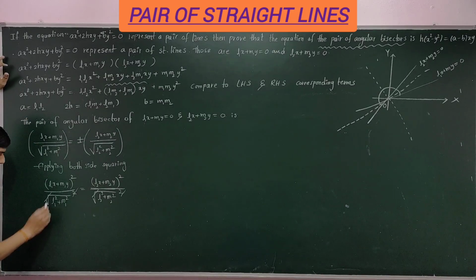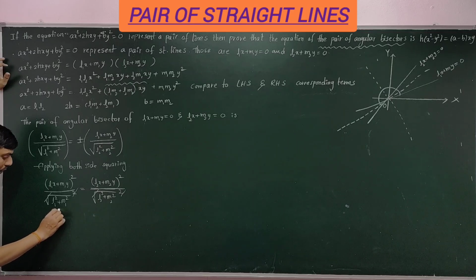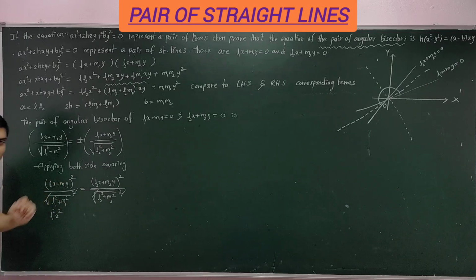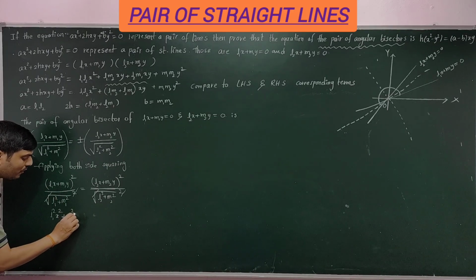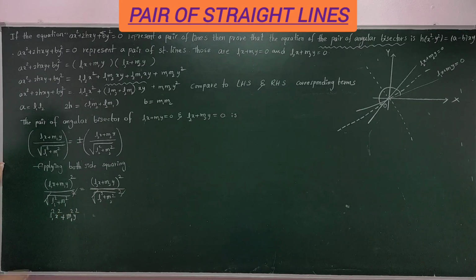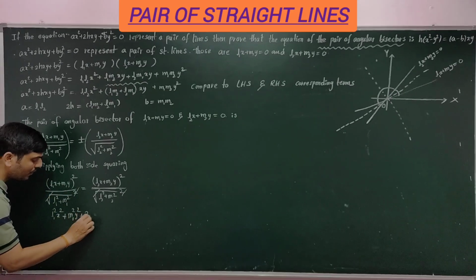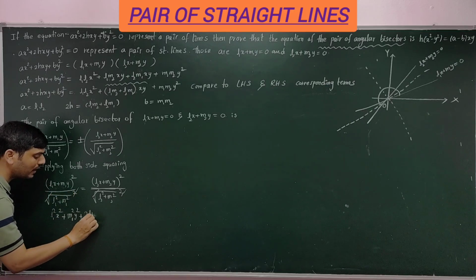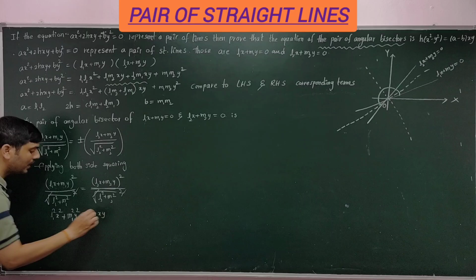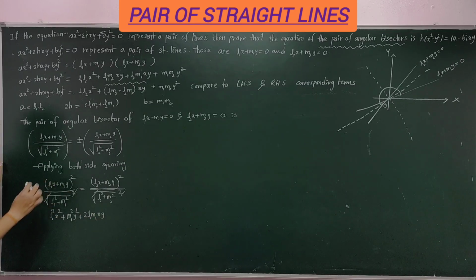Now listen students, this is L1 square x square, because of the a square formula, plus b square formula, m1 square y square, plus 2ab. You write in the order: first of all write L1, after that m1, after that x, after that y. Finally, 2 L1 m1 xy.